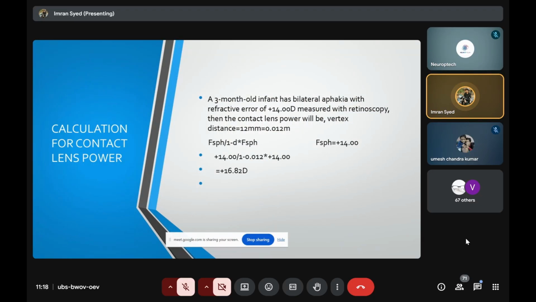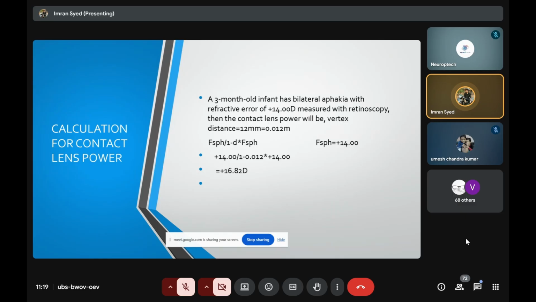So coming to the contact lens power calculation. You know that when you are prescribing contact lenses, you have to look for vertex distance compensation. That is what vertex distance compensation is: when you are doing refraction, you do it on a spectacle plane. So if you want to prescribe for the corneal plane, you have to do a vertex distance compensation.